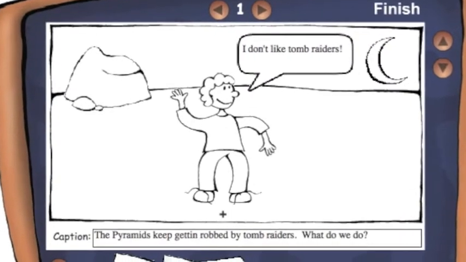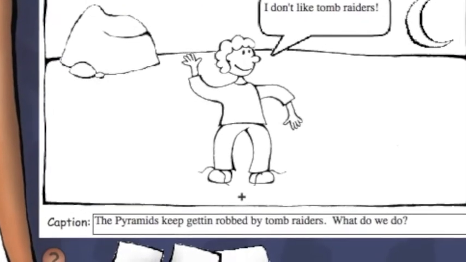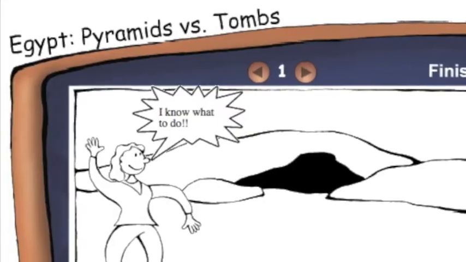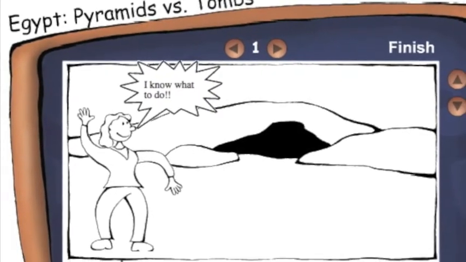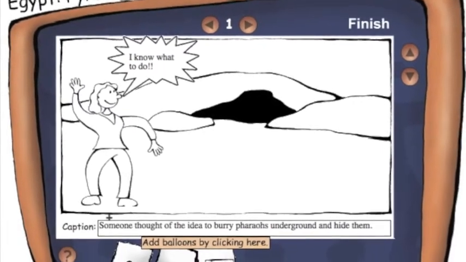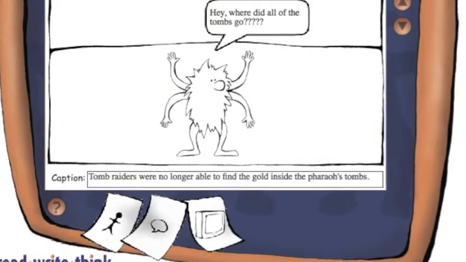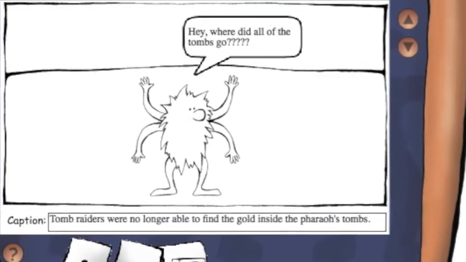One of the most fun activities we did all unit was we created a comic strip at readwritethink.org. The premise was that we pretended to be ancient Egyptian officials, and because of the tomb raiders that were stealing all the gold from the pharaohs, we were weighing the pros and cons of going to underground tombs or staying with the pyramids that we'd been using.